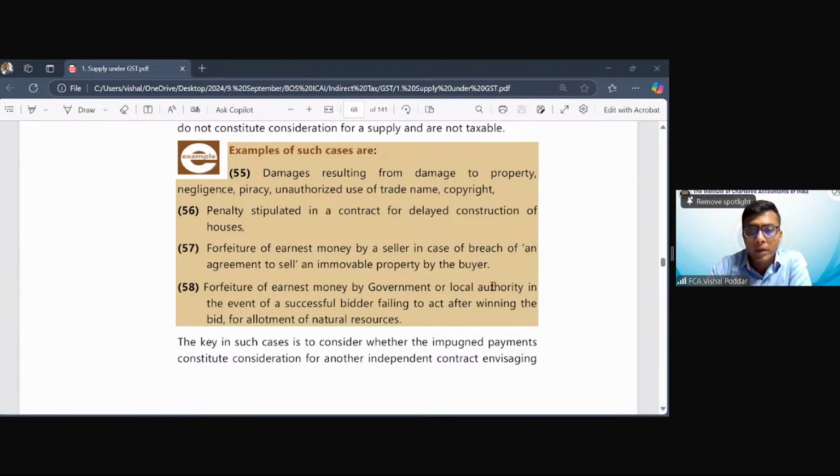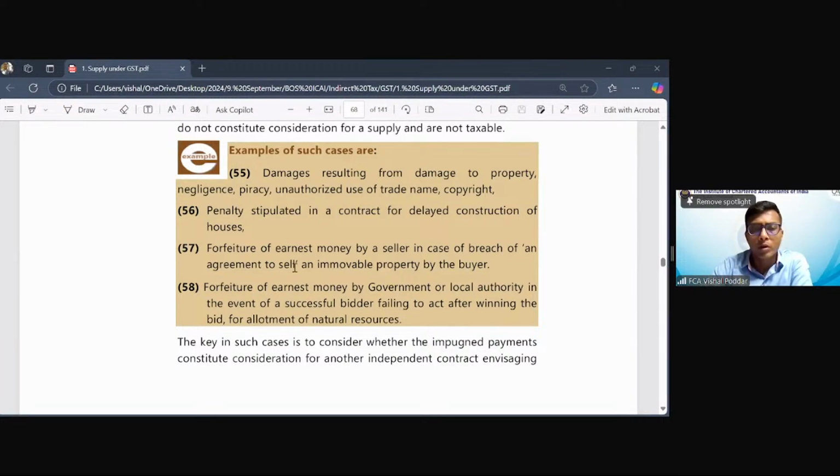Forfeiture of earnest money by government or local authority in the event of successful bidder failing to act after winning the bid for allotment of natural resources. Okay, so what is your doubt, beta, here? Why he has used the term natural resources? Should it not be just resources?